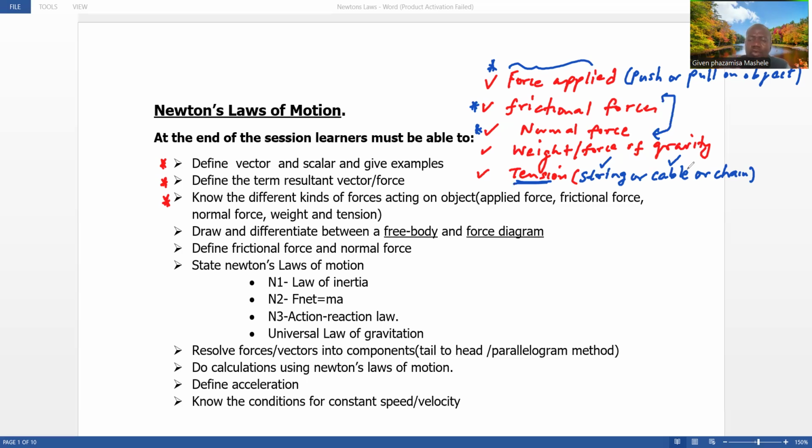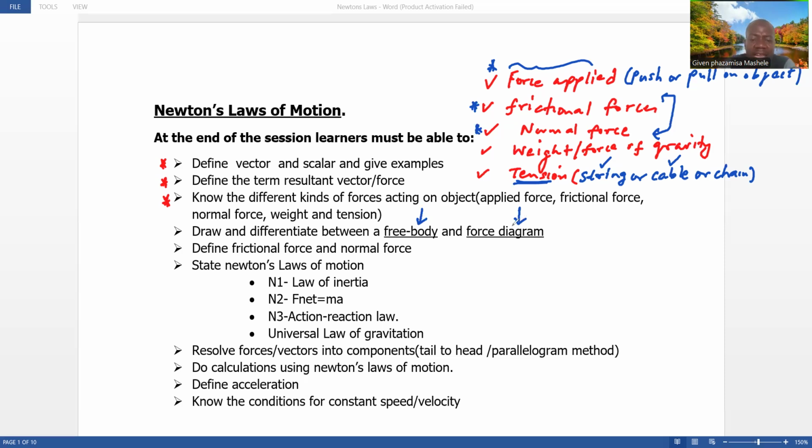Right, now we'll talk about this. And again, we must be able to differentiate between a free body diagram and a force diagram. But before I talk about a free body diagram, let me talk more about what we mean by frictional force.